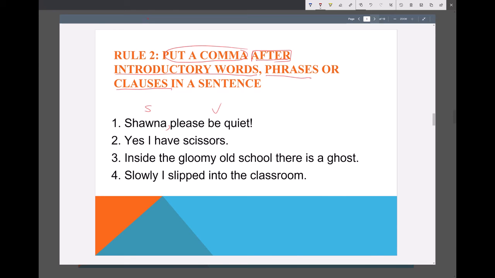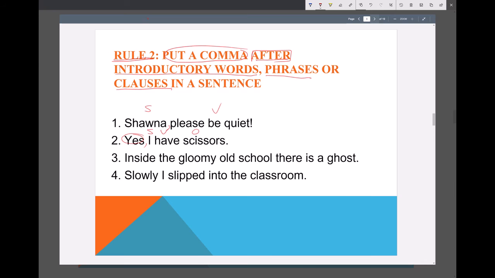Have you figured it out? Okay, number 2. Yes, I have the scissors. If you put the comma after yes, that's correct. I have scissors. And that's the introductory word there. Notice that if you read the sentence out loud and try to find the pause, you might get it the first time. If not, try to remember the rule. Put a comma after the introductory words, phrases, or clauses.